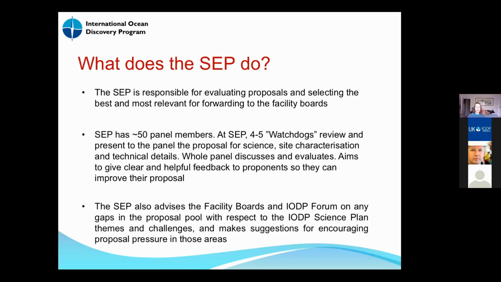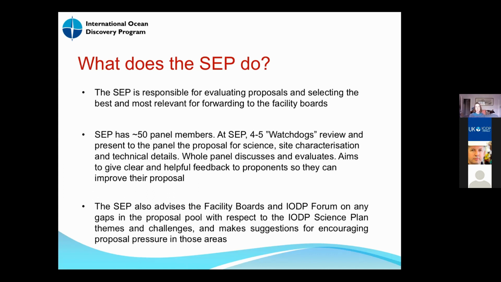Okay, so what actually happens in the panel, and what do we actually do? So we have sort of two responsibilities. The obvious one is that we're responsible for evaluating the proposals, selecting the best of those and the most relevant to the science plan for forwarding to the facility boards. And in addition, on the bottom bullet point, we also advise the facility boards and the IODP forum that I didn't introduce, which is sort of an overall umbrella group, on any gaps in the proposal pool with respect to the science plan themes and challenges. So we and the forum chair are kind of keeping an eye on how we're doing relative to what we propose to do overall as a programme. And then hopefully we can make suggestions or encourage proposals in those areas that we're missing.